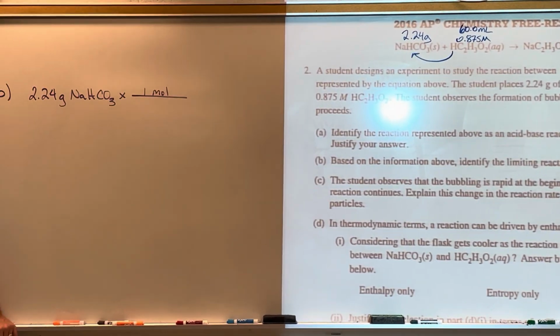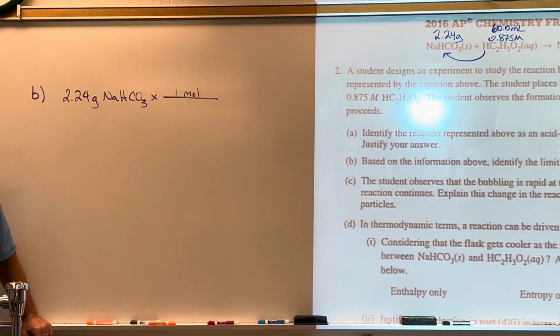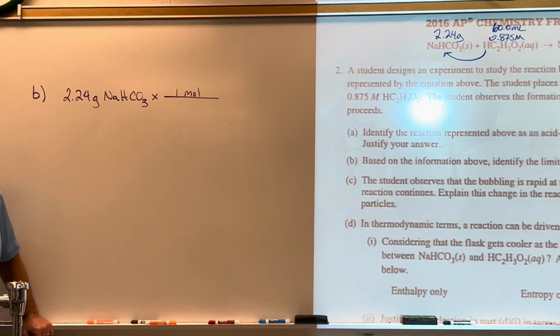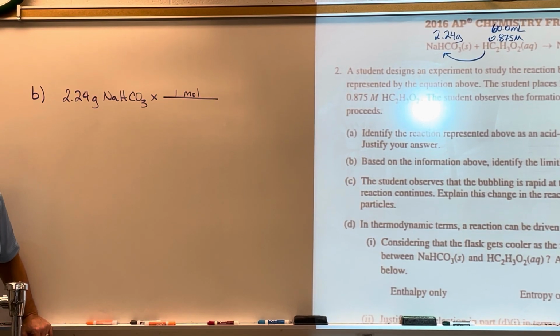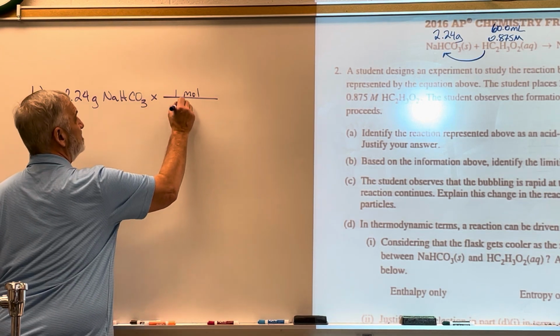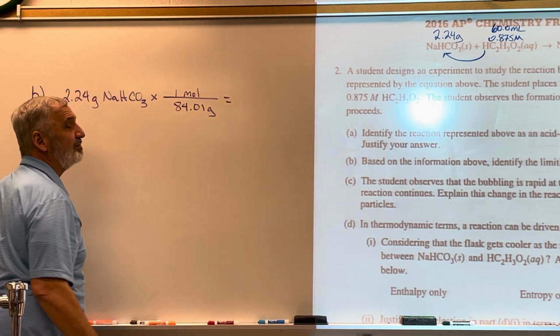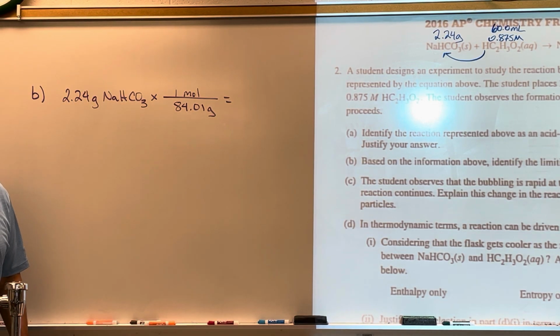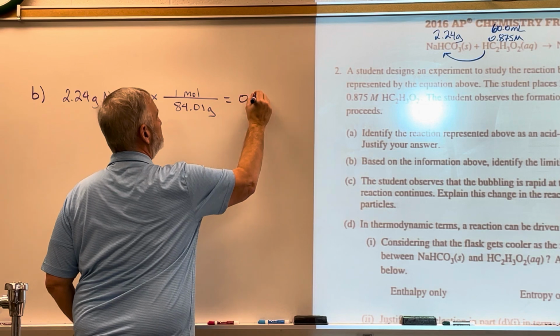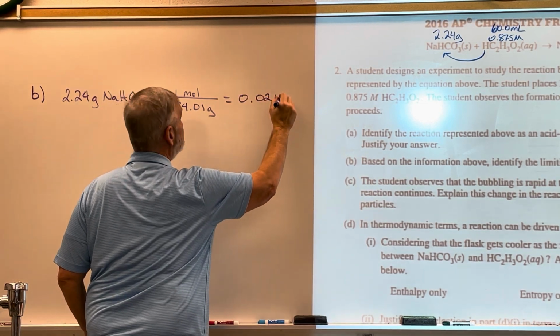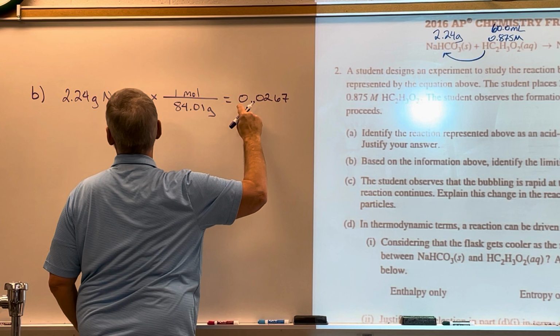So Grayson, what's the molar mass of sodium bicarbonate? 84. Everybody agree with that number? Let's go with a little bit more sig figs than just 84 though. 84.01? Yeah. So that's pretty close. So 84 and 84.01 we'll live with. Okay, so what does that come out to? 0.0267. That's enough.